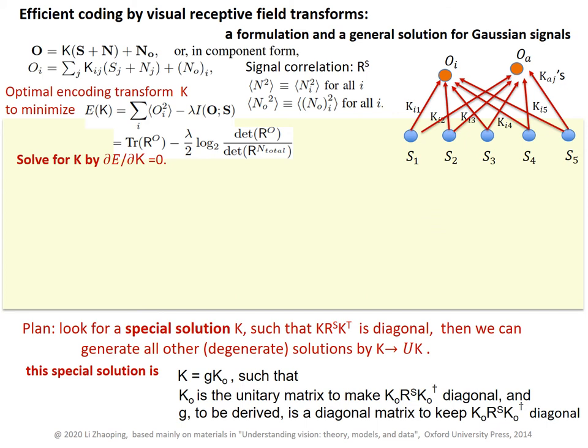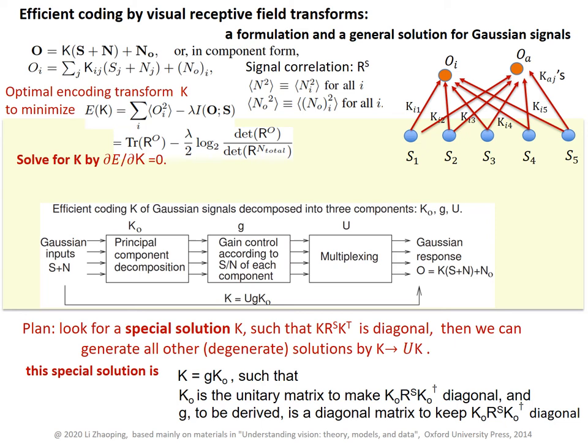So the optimal K is composed of three conceptual parts, as if it transforms the Gaussian inputs S plus N through three conceptual steps. The first step is the principal component decomposition. This is fixed by the properties of the input signal, its statistics, in particular its second order correlation matrix, and that will completely fix what this transform K0 should be.